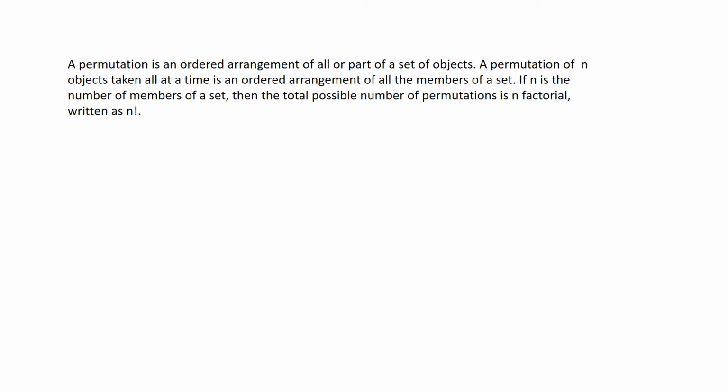So a permutation of n objects taken n at a time is an ordered arrangement of all the members of the set. So if we have n things in the set and we're going to pull all of them, then the total number of possible permutations is n factorial, which we write as n with the exclamation point. And again, 8 factorial would be 8 times 7 times 6 times 5 times 4 times 3 times 2 times 1. So it's n multiplied by every preceding integer all the way down to 1.